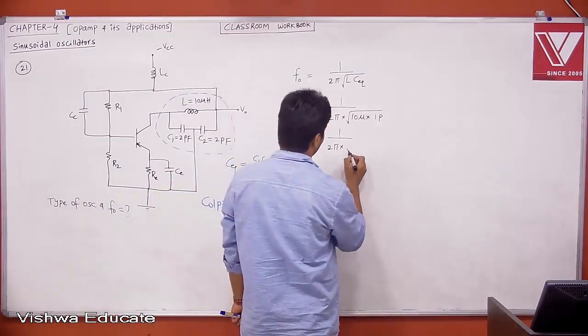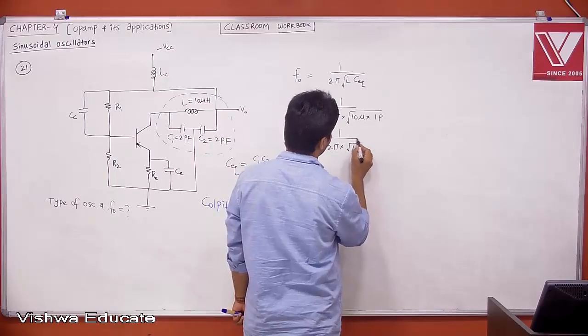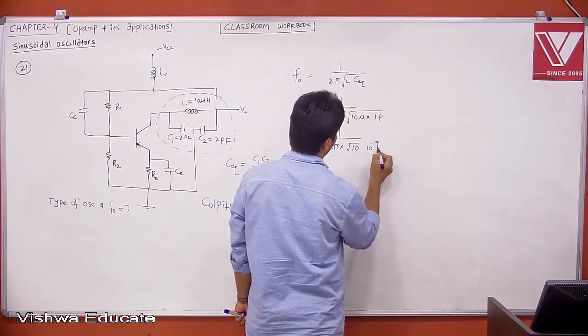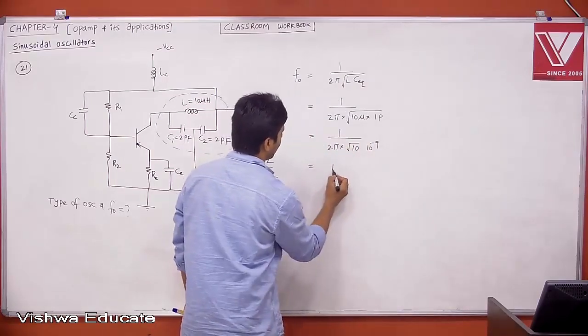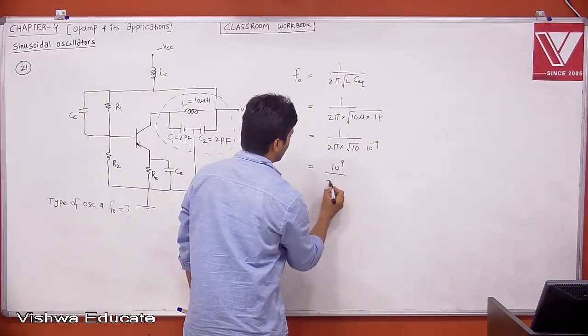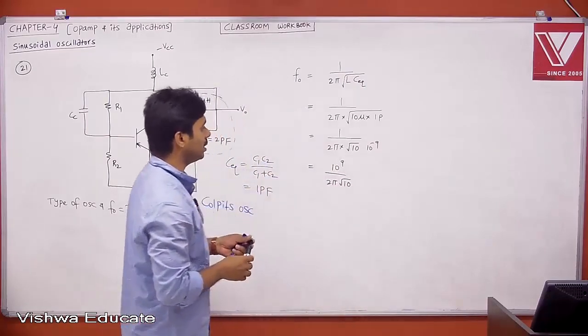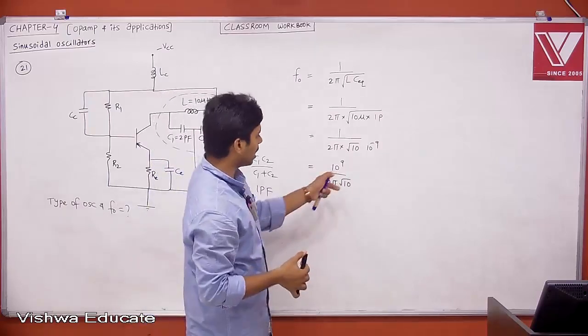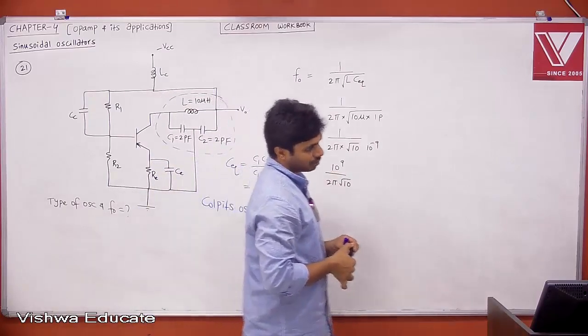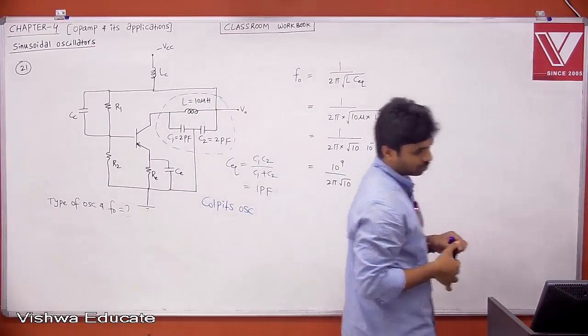Then this is nothing but root over 10 into 10 to the power of minus 18. It will become 10 to the power of minus 9. The 10 to the power of minus 9 will become 10 to the power of 9 divided by 2 pi root 10. Approximately, this is less than 1 gigahertz. Do you have any answer nearer to 1 gigahertz? We don't know. We need to calculate.